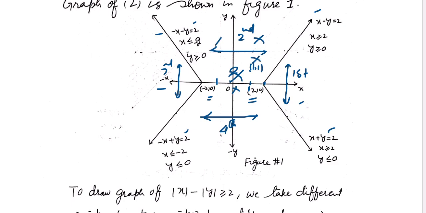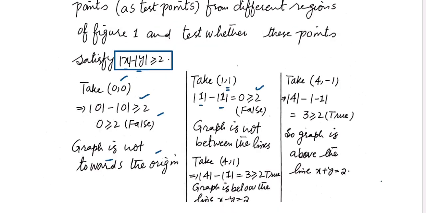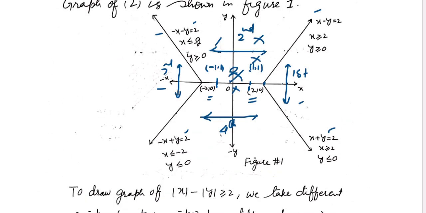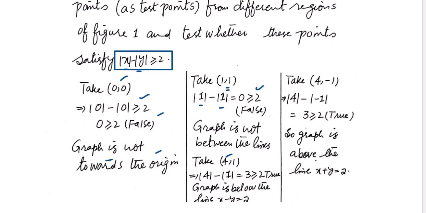Similarly, you can take a point here, x = −1, y = 1. Again, this point will not satisfy. Take the point (4, 1). Where is (4, 1)? This is 2, this is 3, suppose this is my 3. This is x = 3 and here x = 4. So this will be the point x = 4, y = 1. It means this point is below this line, above the x-axis and below this line. When you put it in, this becomes true, so the graph is below the line x − y = 2 here.